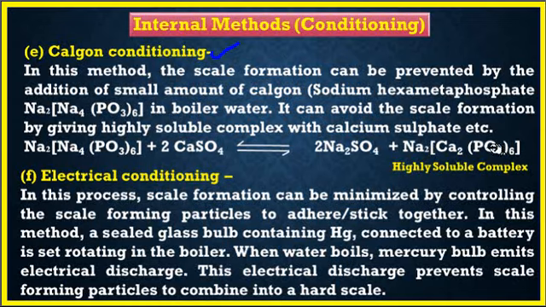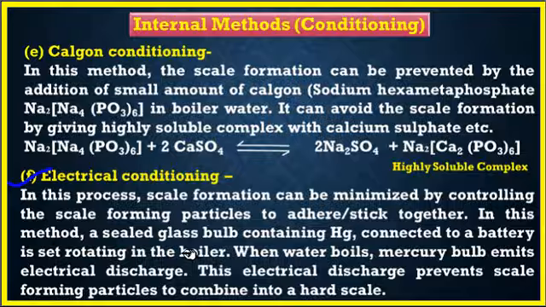Calgon is a chemical substance known as sodium hexametaphosphate with the formula Na2[Na4(PO3)6]. When this calgon is added to the boiler feed water, it converts the scale forming salts into the highly soluble complex. So the precipitate is converted into the soluble complex, and when it is soluble, it does not precipitate and scale formation is prevented. Next one is the electrical conditioning.